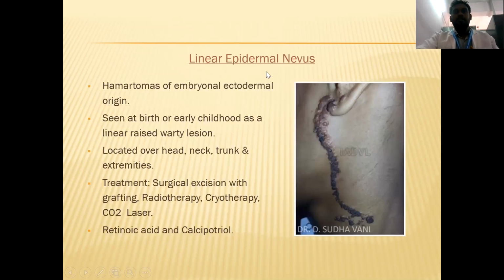So this is a case of linear epidermal nevus. You can see there is a verrucous linear plaque which is pigmented in some areas, seen at the angle of the mandible and the upper part of the neck. These are nothing but hamartomas of embryonal ectodermal origin. This is seen at birth or early childhood as a linear raised warty or verrucous lesion, located predominantly in the head and neck region, and sometimes it can also be seen over the trunk and extremities. Treatment will be surgical excision.